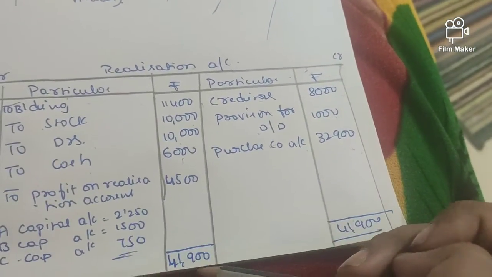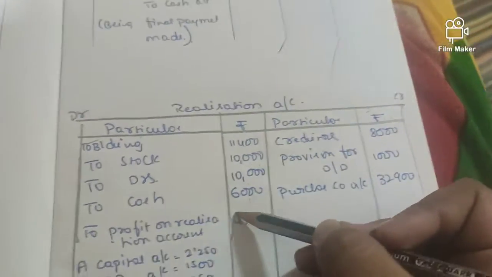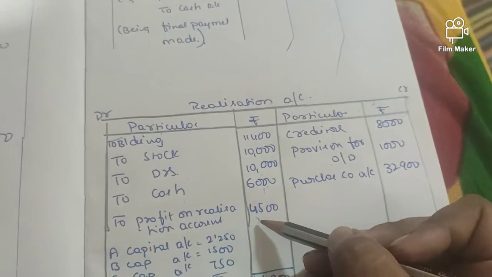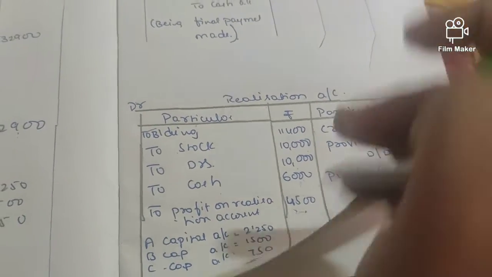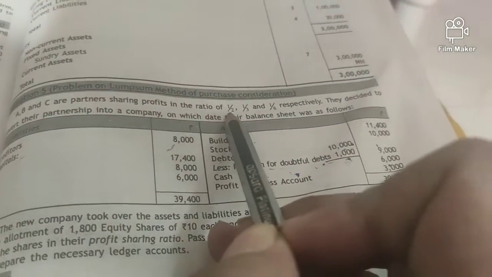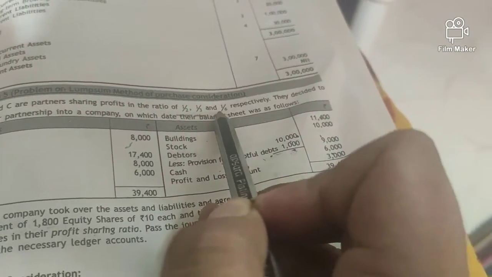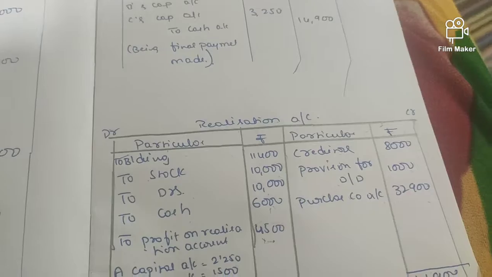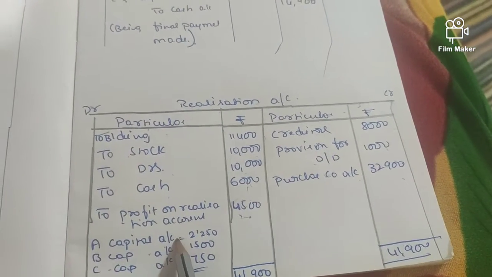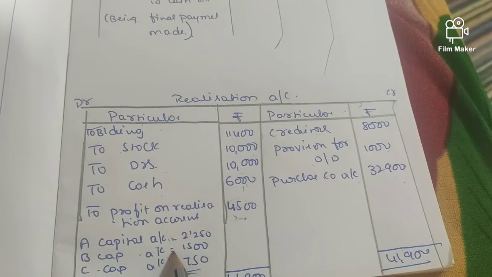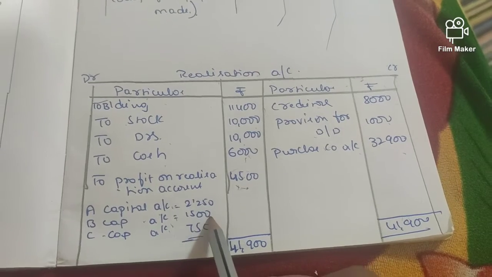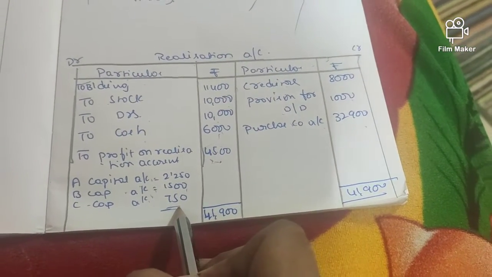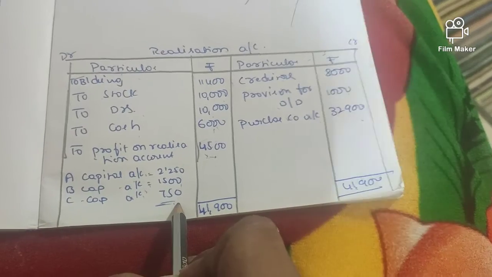In that 49,900 we will deduct the debit side total, so we will get the profit of rupees 4,500, and this 4,500 is distributed based on the ratio given in the problem. Look here, A, B and C are partners sharing profit in the ratio of 1/2, 1/3 and 1/6. On these ratios we are distributing this profit: 4,500 into 1/2 for A, 1/3 for B, and 1/6 for C. So we get 2,250, 1,500 and 750, and this profit will be transferred to the capital account.